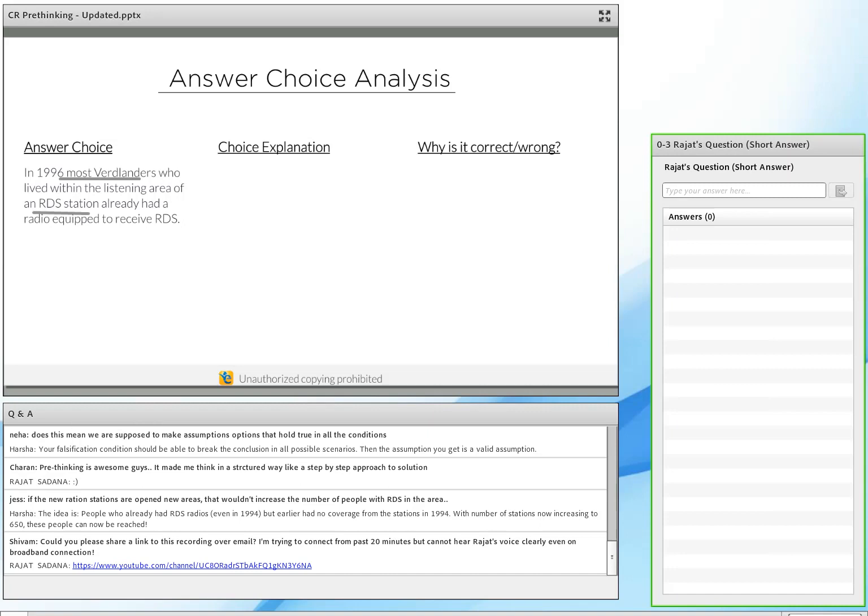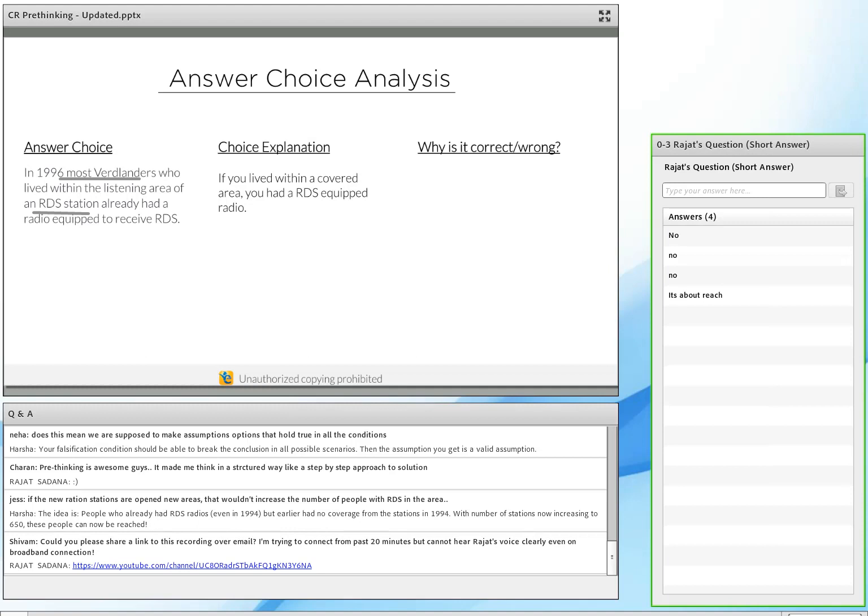Remember early on when I said, even if you have a million people living there, as long as in 94 you have 1,000 and in 96 you have 1,000, it doesn't matter. As long as 1,000 remains the same. No, it's not required. What this choice says is if you live within a covered area, you probably had an RDS-equipped radio.